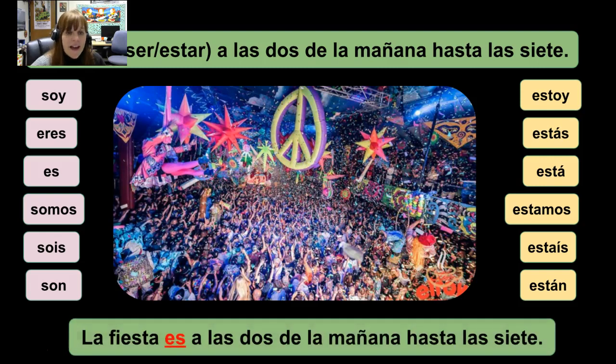So, la fiesta es a las 2 de la mañana hasta las 7. So this is an event. We're also using time. So the party is at 2 in the morning until 7. And this photo was taken in Ibiza, which is an island off the coast of Spain, a Spanish island, and it's also known for its wild parties.